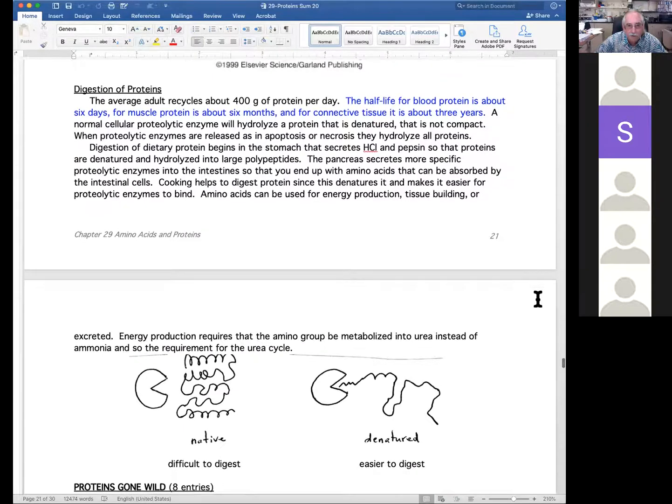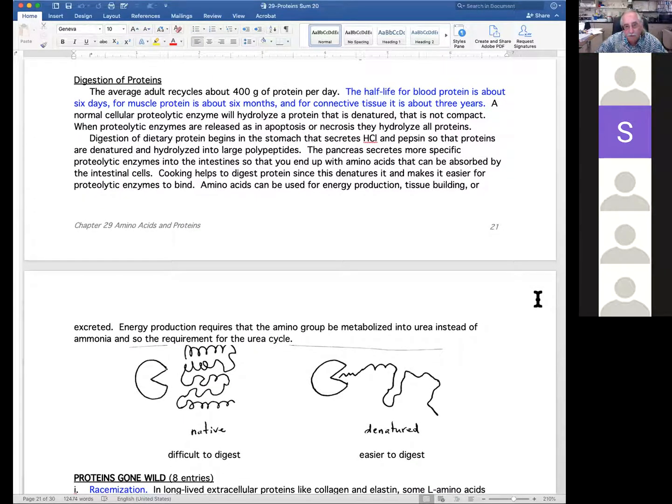So digestion of proteins, we do it all day long. About 400 grams a day. It's amazing. So it is very important that you get enough protein in your diet.